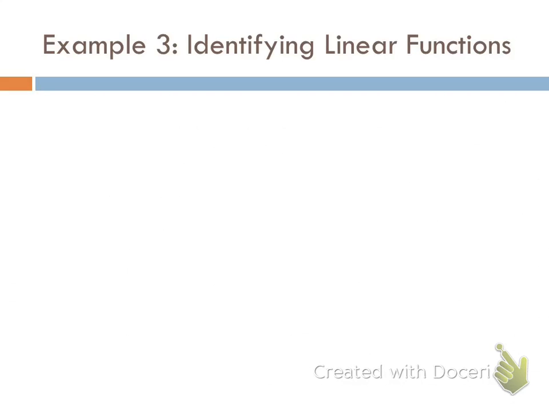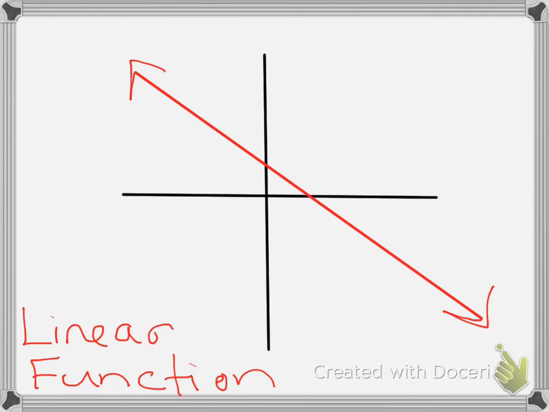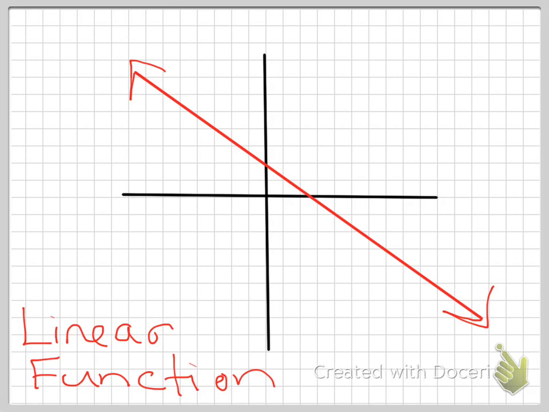All right, now, last but not least, example 3, identifying linear functions. One last time, we're going to go back to our coordinate graph. All right. So if I see a straight line going through the coordinate plane, I know that this is a linear function. I just need you to be able to identify a linear function. So straight line equals linear function.